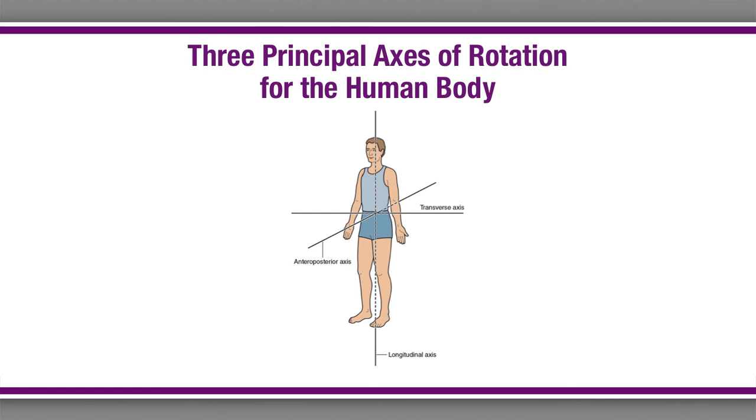So again, here is a good depiction and review for the three axes. The longitudinal is from top to bottom. Transverse axis is going to be left to right. Okay, and then anterior posterior is going to be front to back.